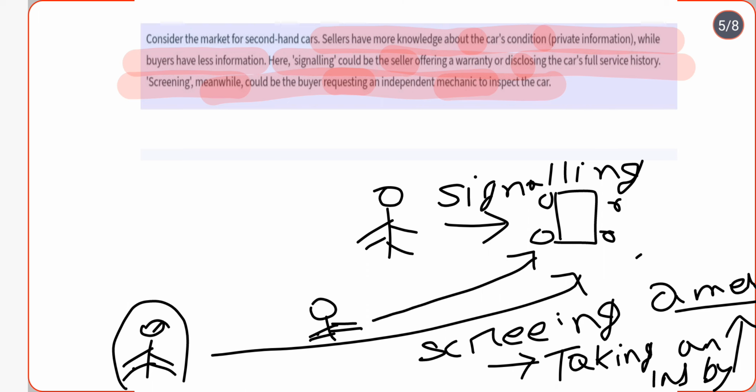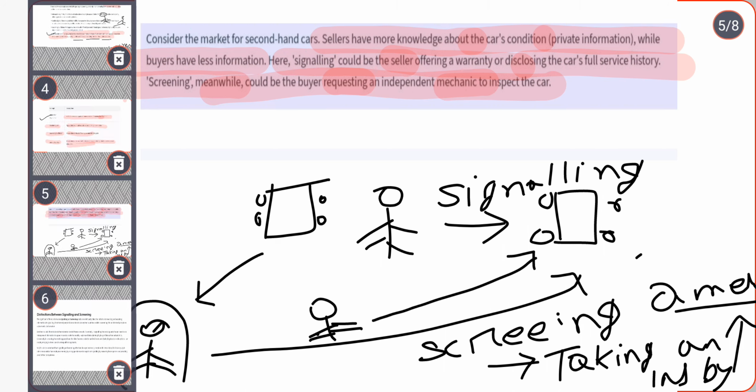Or I can also give the full service history of my car, that this is the report, and this is the amount of kilometers it actually went, and these are all the reports, complete kilometers covered by this car, complete service report. I can present it to the buyer so that he will trust that the car is good enough. So that can also be a signaling method.